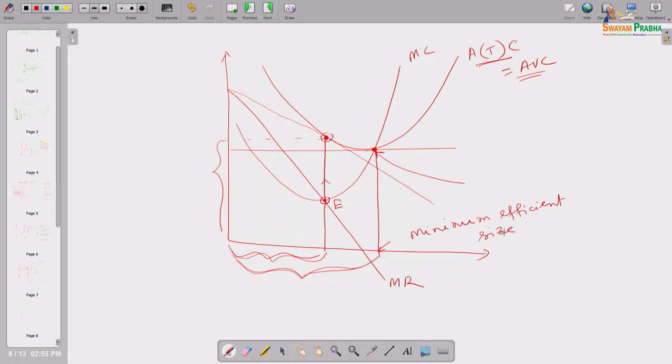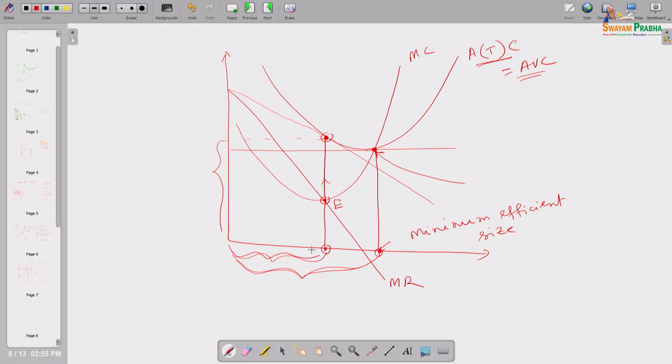So what is minimum efficient size? That size of output for which a producer is getting the lowest average total cost is called the minimum efficient size. So this is the minimum efficient size.